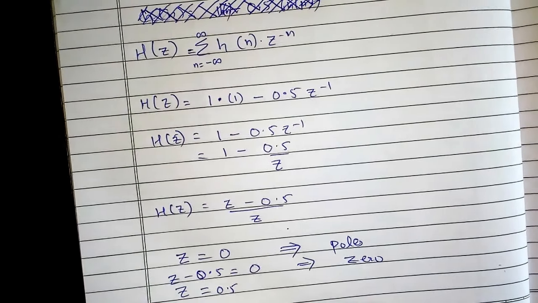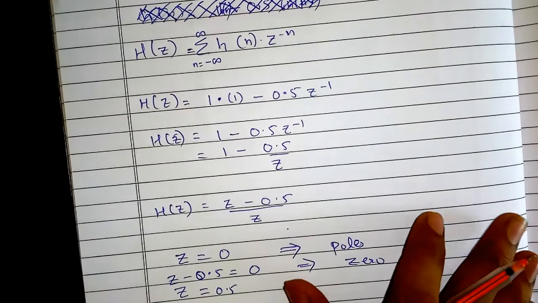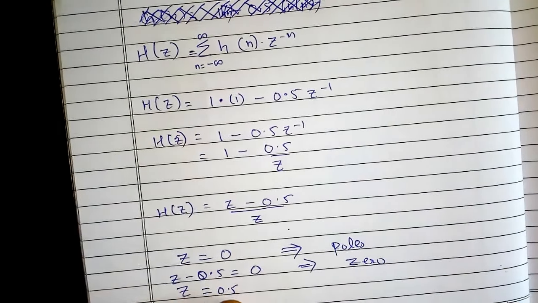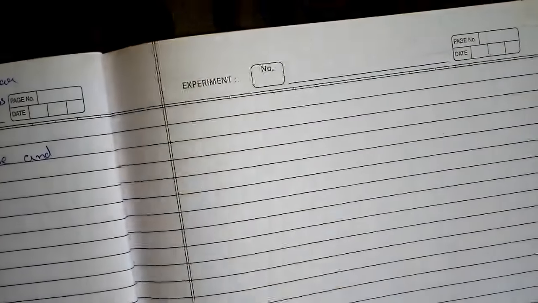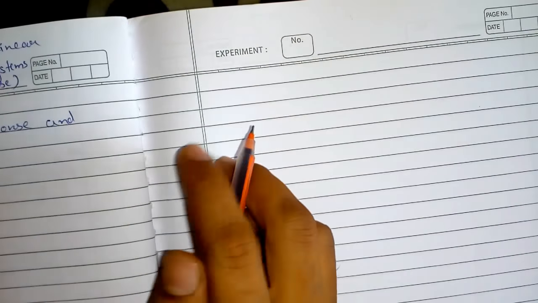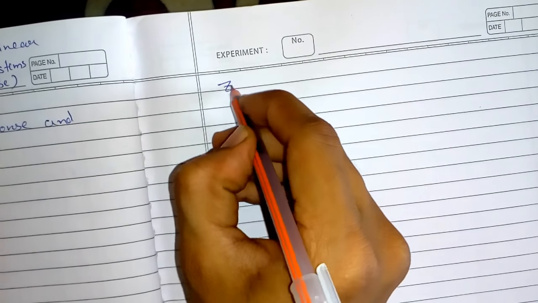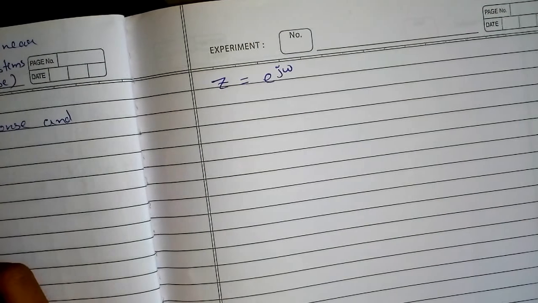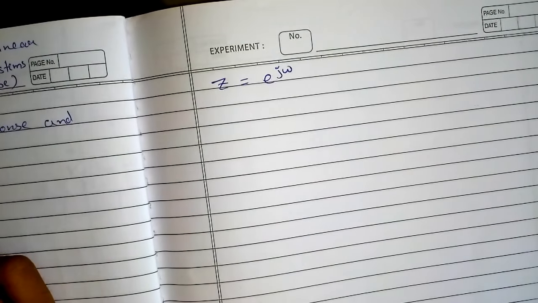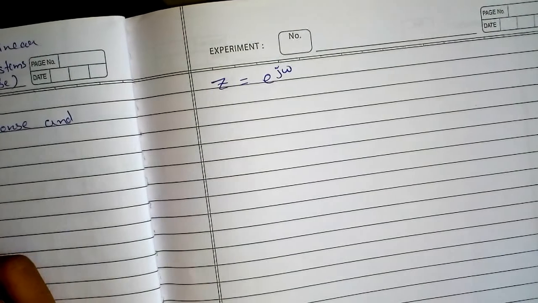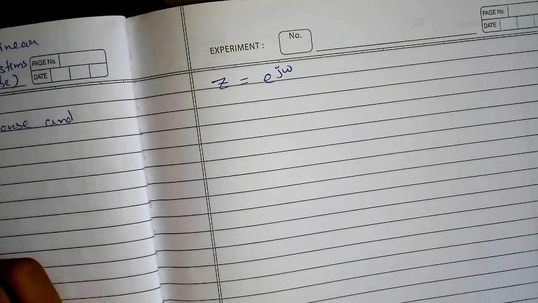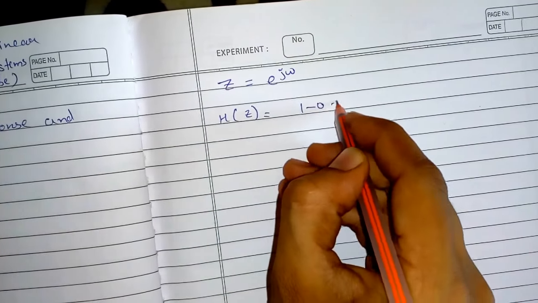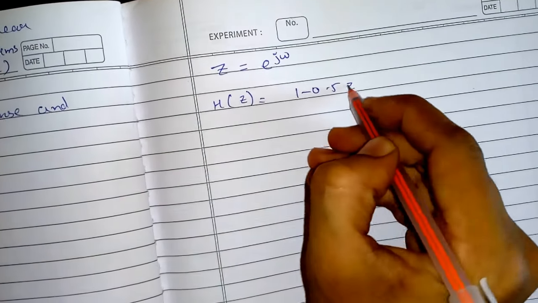Now, as asked in the question, I have to find and sketch the frequency response. So what I will do is put z equal to e raised to j omega. Please remember this: for any question, if you are asked to find the frequency response, put z equal to e raised to j omega. So what was my H of z? My H of z was 1 minus 0.5 z inverse.